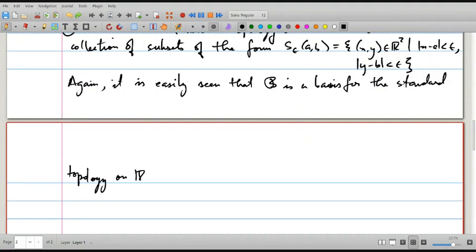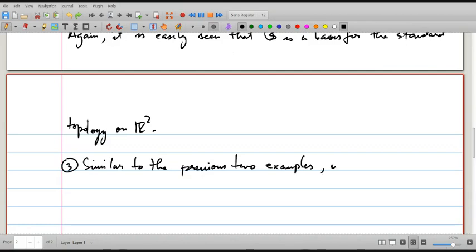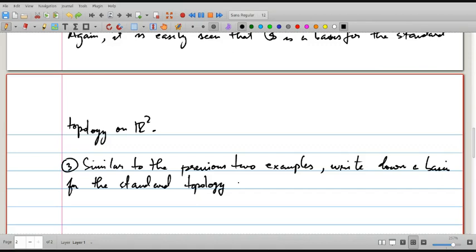Similar to the previous two examples, this is left as an exercise: write down a basis for the standard topology on Rn.